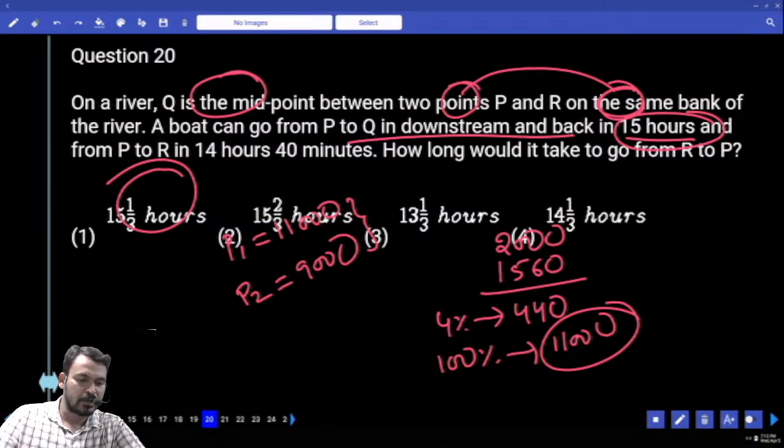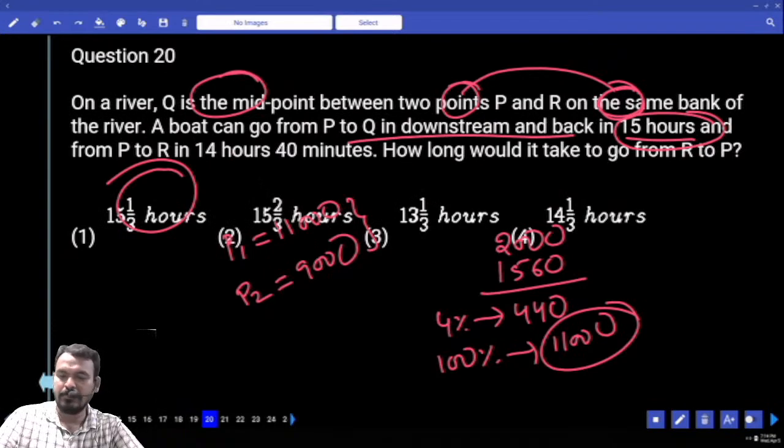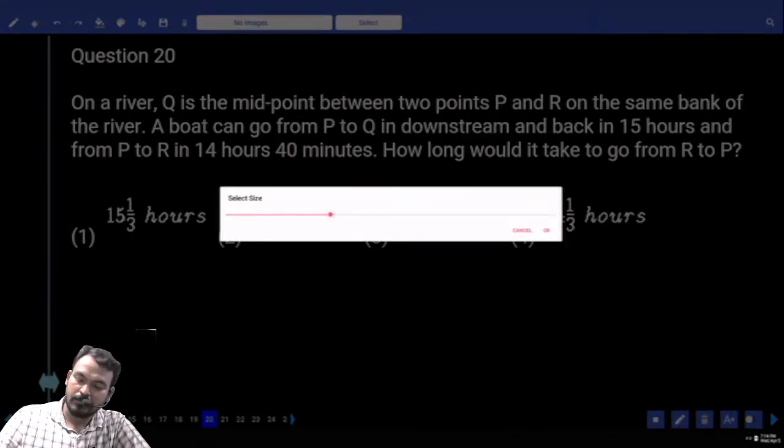Next, question number 20. On a river, Q is the midpoint between points P and R on the same bank of the river. A boat can go from point P to Q downstream and back in 15 hours, and from P to R in 14 hours 40 minutes. How long would it take to go from R to P?